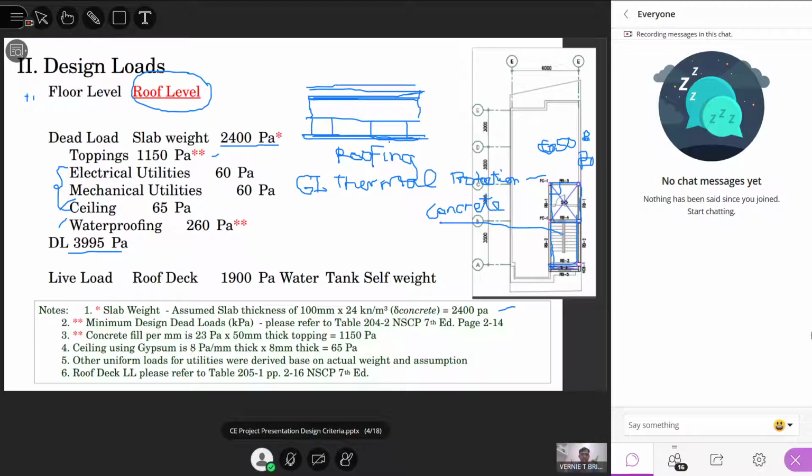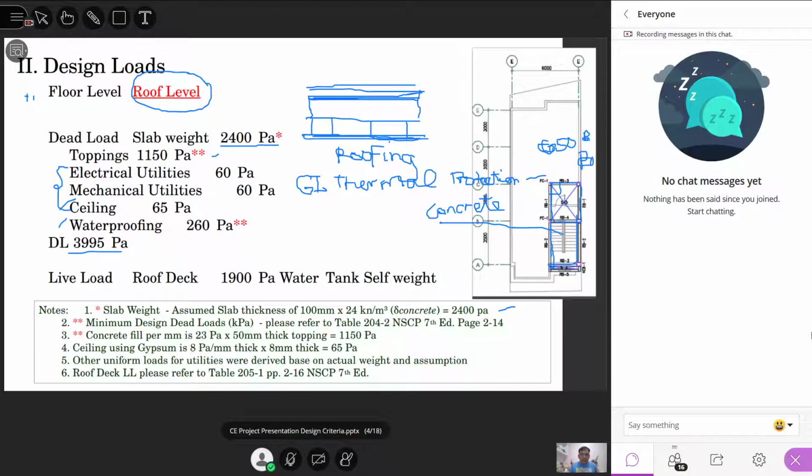We have now the live load at this deck. Okay, so the live load will be 1,900 Pascal. Okay, actually medyo nagulo rito, no, nung na-present ko rito, no. Pero nung binakita ko naman sa inyo, hindi naman siya ganyan, no.